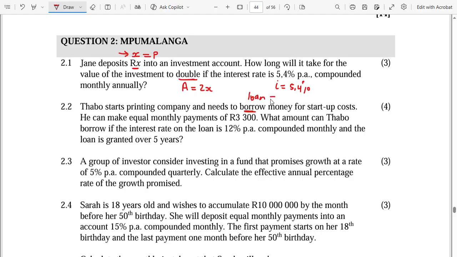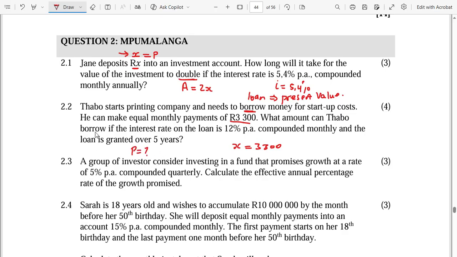So this will be present value. It won't be future value. We know the formula for present value. For a startup cost, he can make equal monthly payments. So the 3,300, that's my X. What amount can Tavo borrow? So we are looking for what? The present value. We are looking for P.